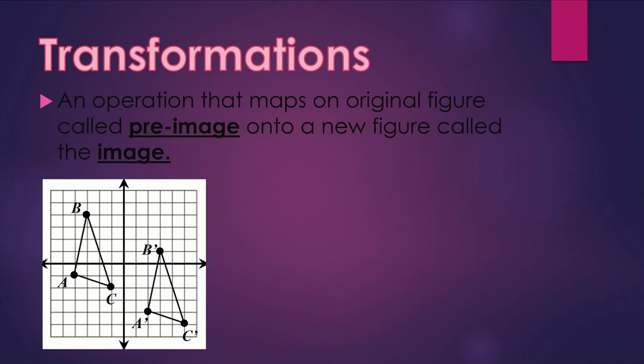Most of the time it's going to be denoted by just your regular letter or regular point, and the new one has a little apostrophe, which is what we call prime, right? So that is read as B prime. This one's just B. Here's what we have, the pre-image, and this one is what we call the image.